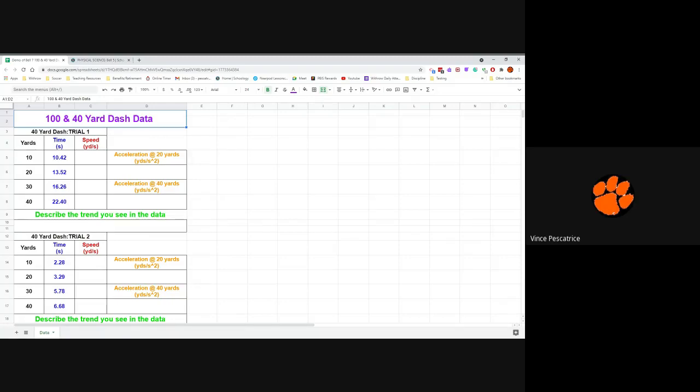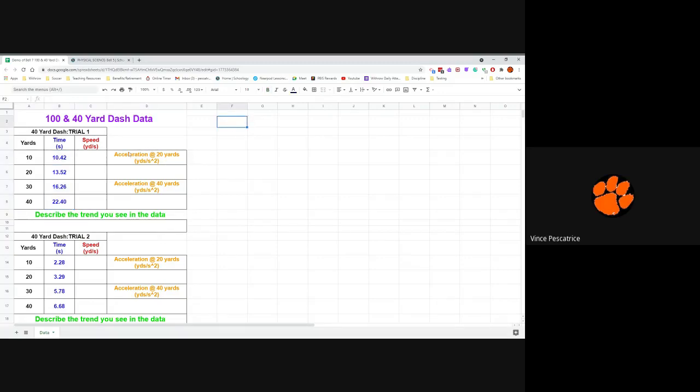What you do need to pay attention to is that you're doing the same steps I am, because no matter what numbers are in these boxes, your steps are going to be the same and how you calculate it will be the same. All right, so here we go. We're going to start with the 40-yard dash trial 1. Here are my times for that.